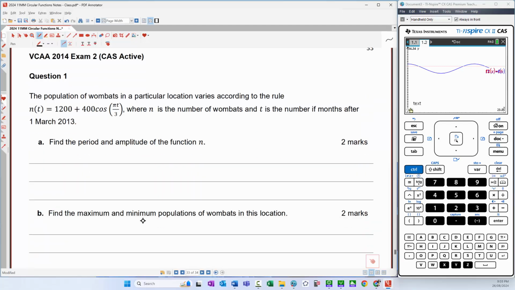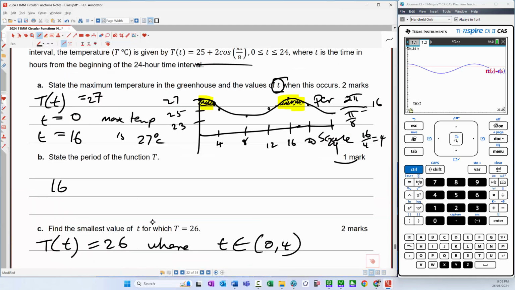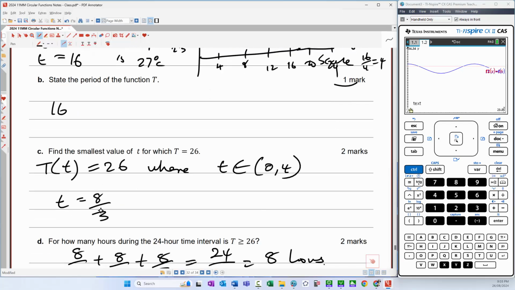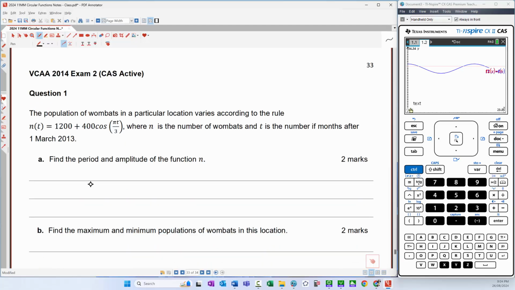Okay, another one. This wasn't the end of the question, by the way. This Trig the Gardener question went on and ended up with something really... I remember the transformation question at the end was really nasty. All right, anyway, let's go with this one.